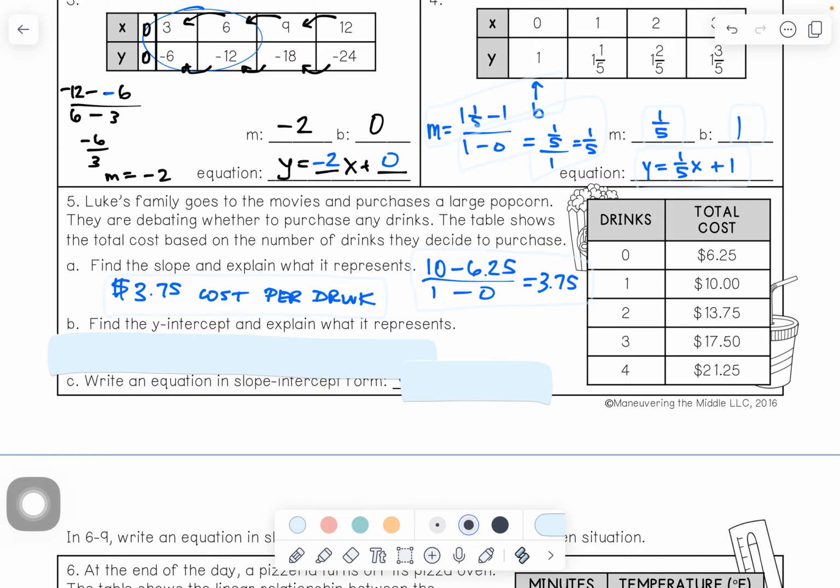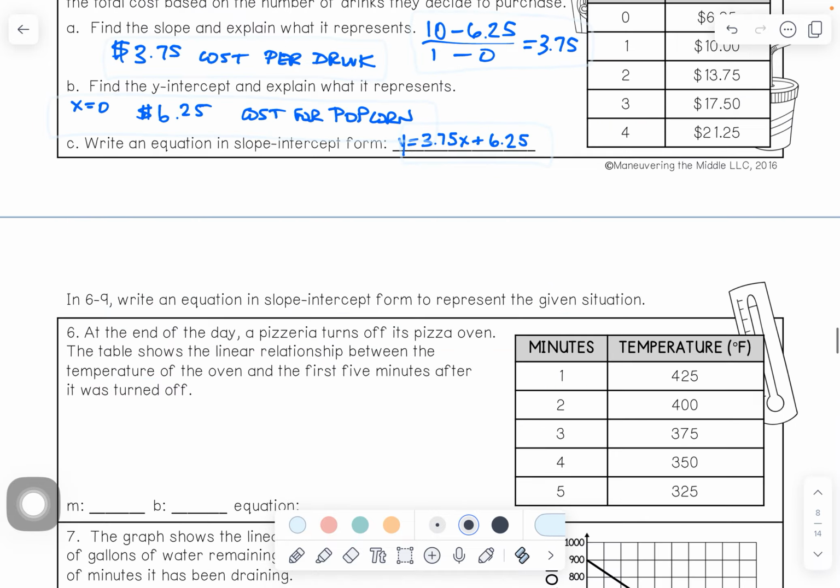The y-intercept is in the table. It's 6.25. And if that's the starting cost, the only thing they purchased so far was the large popcorn. So that must be the cost for the popcorn. And if I write those into an equation, I'll have the 3.75x as the m, which goes with the x value. And then I have the plus 6.25, which is the constant or the starting value. That goes by itself. All right, let's turn the page.